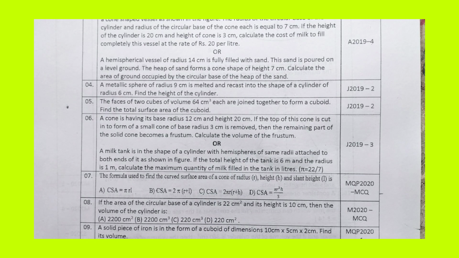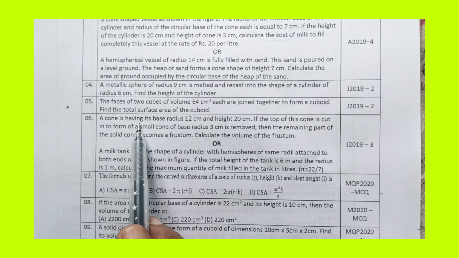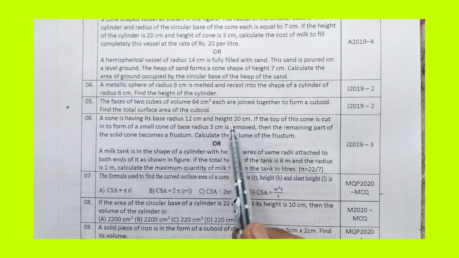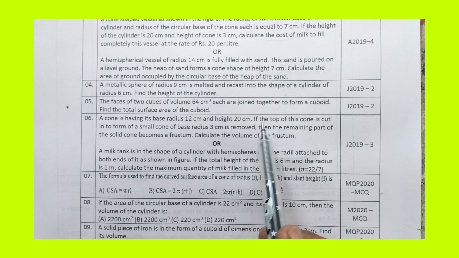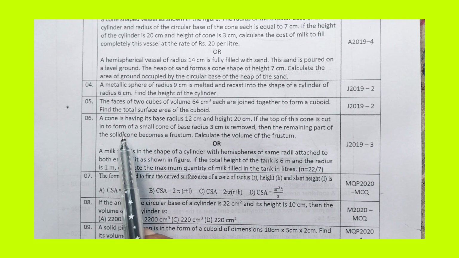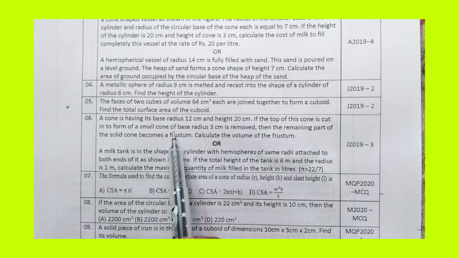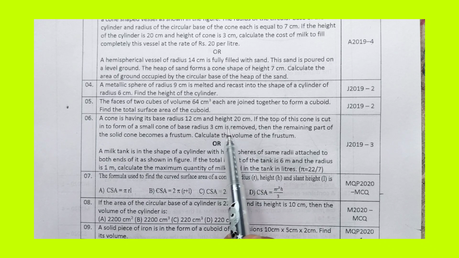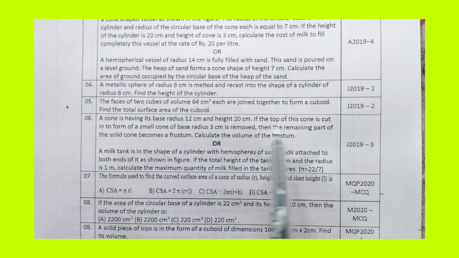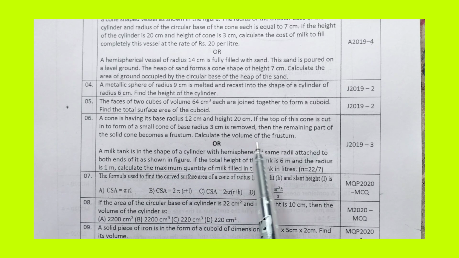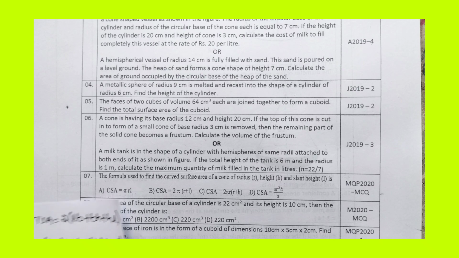The sixth question is: a cone has a base radius of 12 cm and height 20 cm. If the top of this cone is cut in the form of a small cone of base radius 3 cm and removed, then the remaining part of the solid becomes a frustum. Calculate the volume of the frustum. So now let us understand the question first.